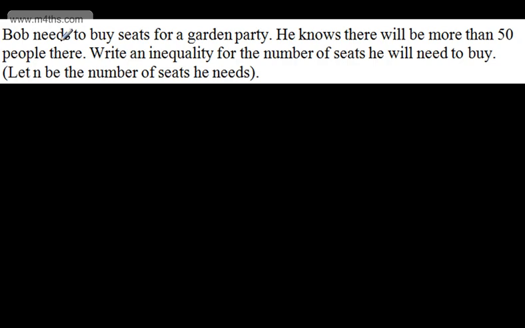So we're told Bob needs to buy seats for a garden party. He knows there will be more than 50 people there. Write an inequality for the number of seats he'll need to buy. Let n be the number of seats he needs. So there are going to be more than 50 people. So n is the number of seats. We can simply say that n must be strictly greater than 50. So that's the inequality. Nice and straightforward. The number that he needs is going to be more than 50.